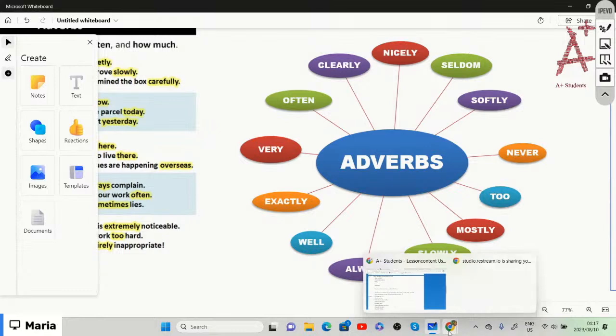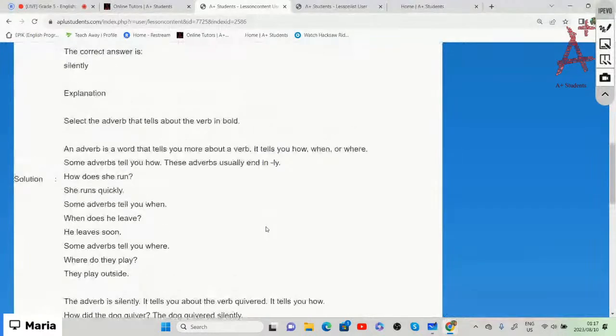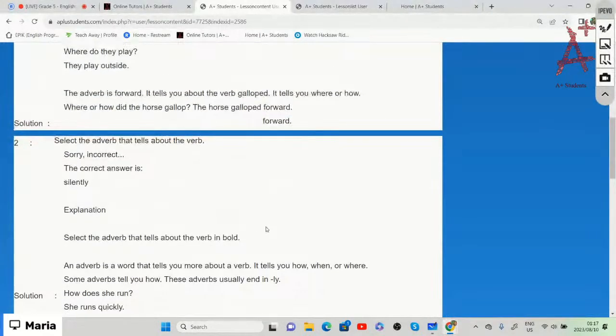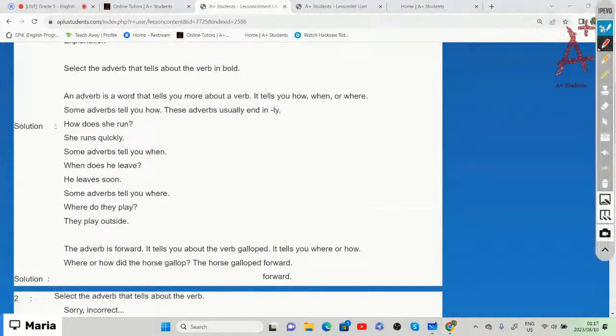Now again, back to our tutorial. So once again, we said an adverb is a word that tells you more about the verb, and it also tells us how, when, or where, right? And we see that some adverbs that tell us how usually end in ly, right? So how does she run? She runs quickly. So quickly being our adverb. Quickly, right?